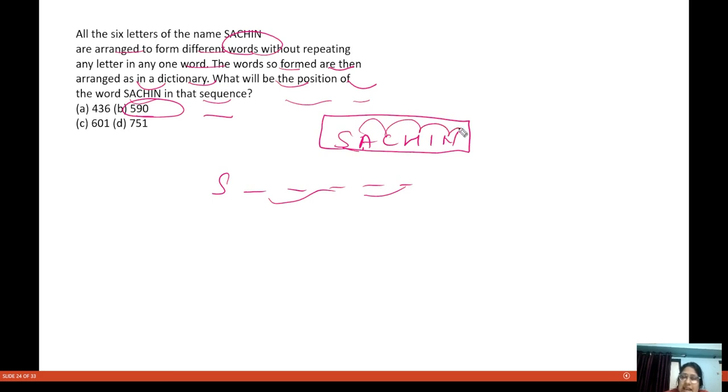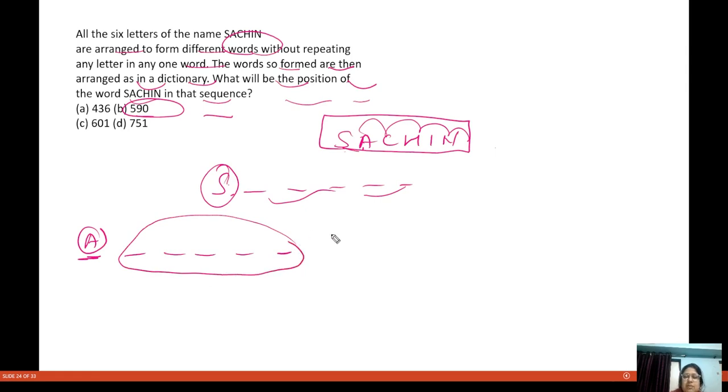Now this is Achin. What will be the position of the word Sachin? So you have this S. You will start from the letter A. First fix your A words, because all the words starting from A will be there in the dictionary first. So how many words will be there starting from A? In the first place you are fixing A, so how many places are left? You are left with 5 places, so this will be factorial 5, that is 120.